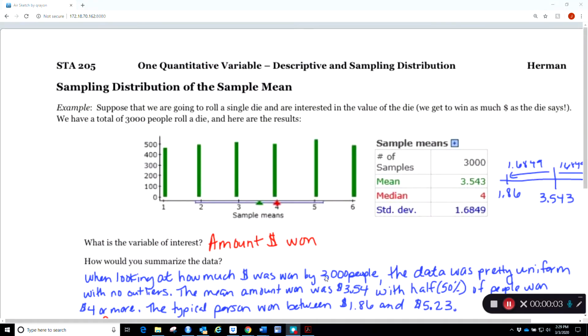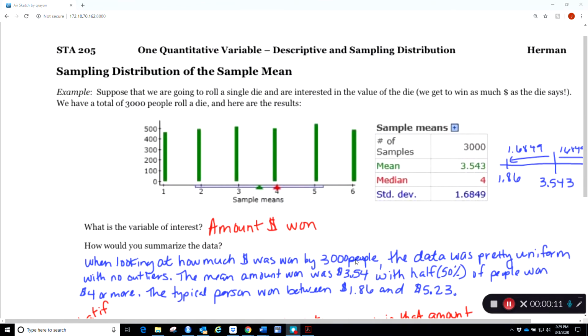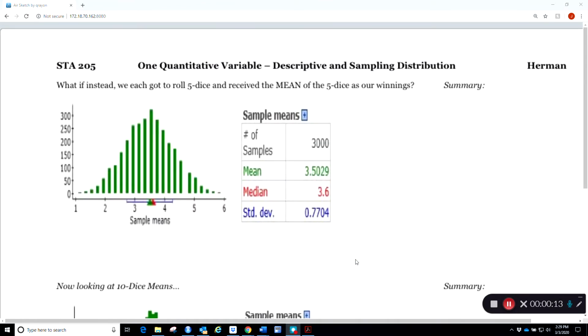So in the last video, I left you very suspenseful, wondering what would happen if we rolled 5 dice instead of just 1. Well, let's go ahead and look at what happens. So here's our graph of the data. But again, remember, still 3,000 people, each rolling 5 dice, but each person just winning the mean amount of money. We have our mean, our median, our standard deviation.